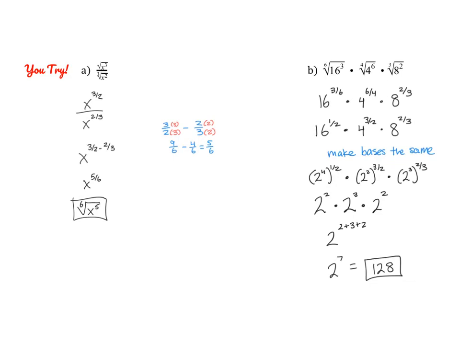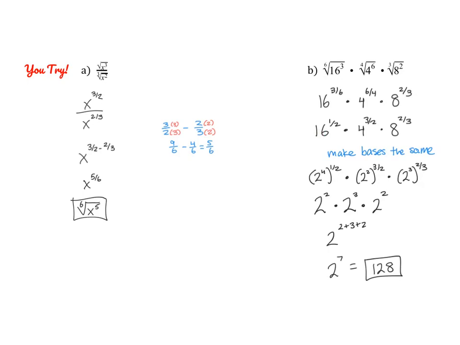For part B, again, I can't multiply these radicals together, so we can rewrite them first with rational exponents. We can simplify 3/6 and 6/4, and then you'll see maybe here you feel a little bit stuck because they don't have the same base, so we can't multiply them if the base isn't the same. But luckily, these three numbers all have something in common. They are all powers of 2.